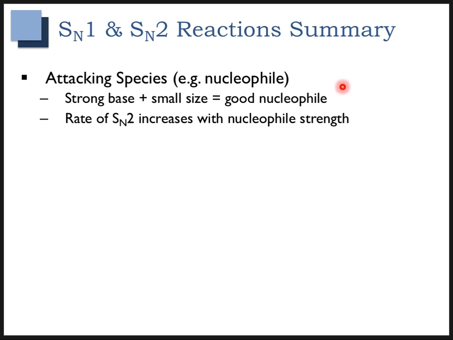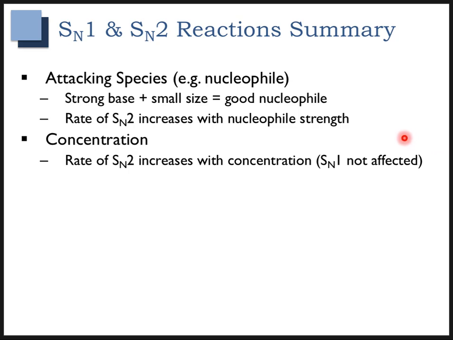We talked first about the attacking species, the nucleophile. And remember that good nucleophiles are going to promote SN2 reactions. Good nucleophiles are going to be things that are strong bases and are small in size. SN1 reactions are unaffected by the nucleophile because the reaction rate is going to depend on the leaving group only.